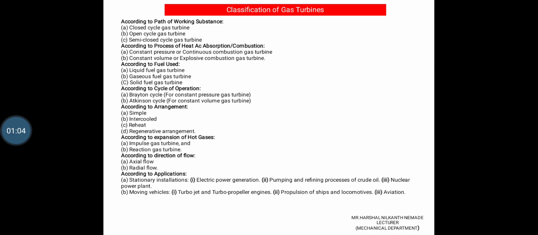Classifications are there according to the path of the working substance: closed cycle gas turbine, open cycle gas turbine, semi-closed cycle gas turbine. According to the process of heat addition or combustion: constant pressure continuous combustion gas turbine, constant volume or explosive combustion gas turbine. According to the fuel used: liquid fuel gas turbine, gaseous fuel gas turbine, solid fuel gas turbine. According to the cycle of operation: the Brayton cycle is known for the constant pressure gas turbine, and the Atkinson cycle is known for the constant volume gas turbine.